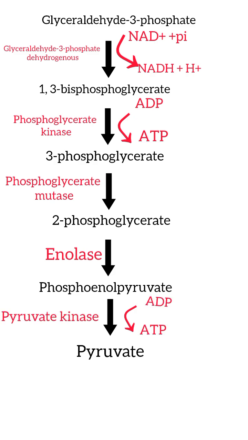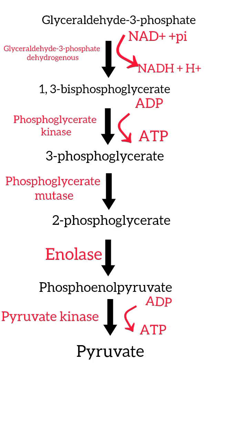The tenth reaction involves the conversion of phosphoenolpyruvate to pyruvate by pyruvate kinase. In this reaction, phosphate is transferred from phosphoenolpyruvate to ADP, forming pyruvate and ATP. That is, a total of 2 ATP is produced per molecule of glucose oxidized. This reaction is known as a substrate-level phosphorylation, because ATP is formed at the substrate level.